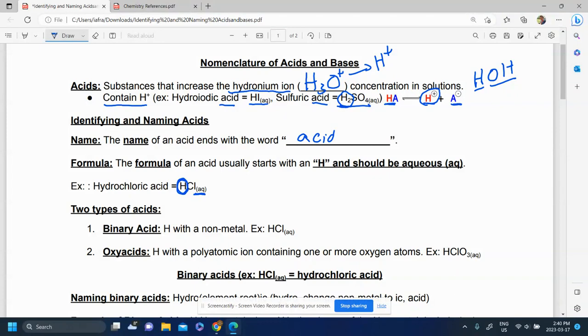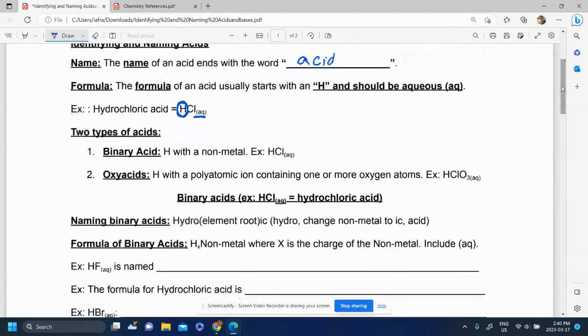So there's actually two types of acids we're going to learn about: binary acids and oxyacids. Binary acids are acids that start with an H, and then there's a nonmetal. So for example, HCl is a binary acid. There's an H and the nonmetal. HI, aqueous, is binary, H and nonmetal. H2S is binary, an H and nonmetal. Binary, again, bi meaning two, only two elements there. One is an H, the other is a nonmetal.